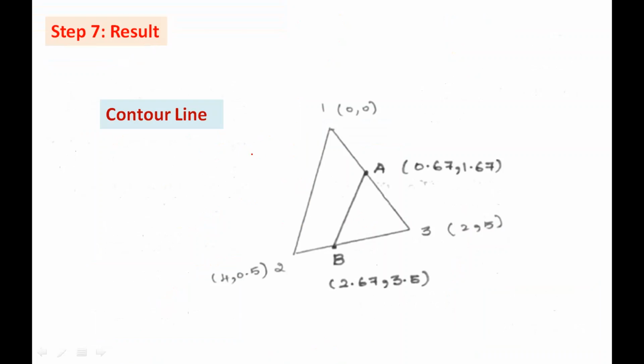Now we can write the result for the contour line. This is the triangular element shown. Along the line 1 3 we have point A, which has coordinates 0.667, taken as 0.67, and 1.667, written as 1.67. Along line 2 3 we have point B, which has coordinates 2.67 and 3.5. So this is the contour line AB for a pressure of 42 megapascal.